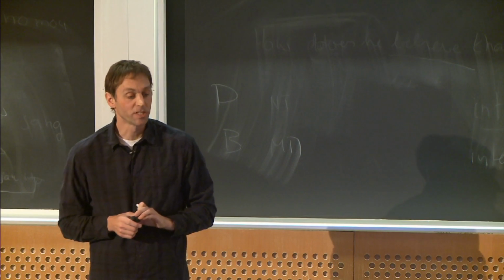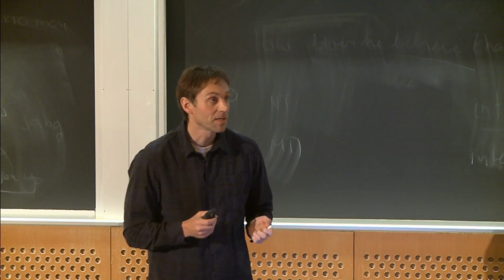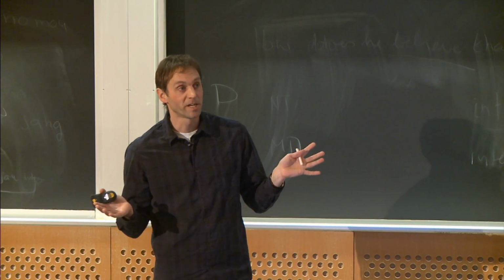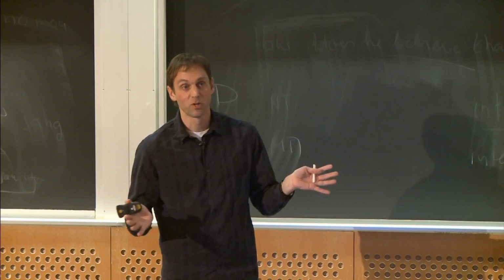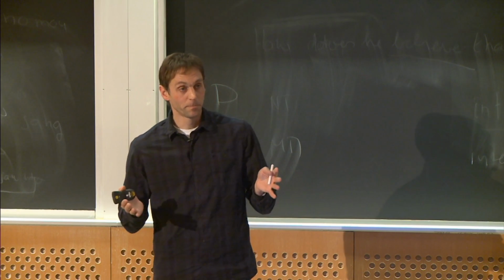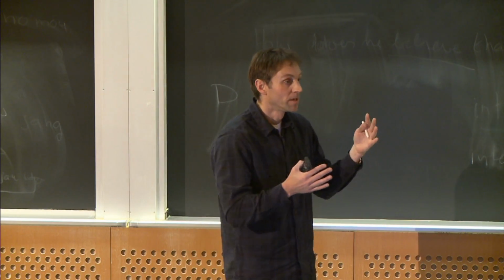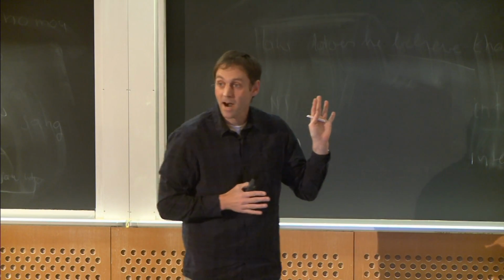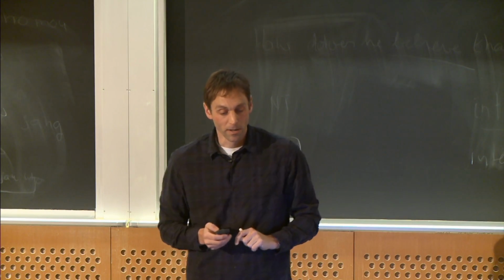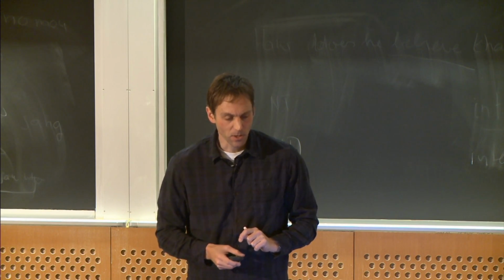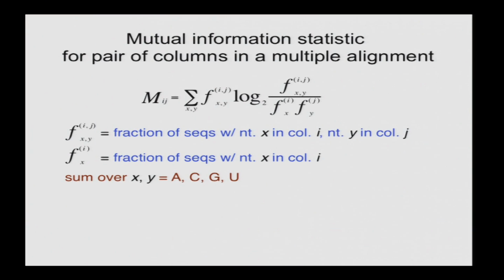Okay, so how would you do this? Imagine you had a more realistic example where you've got a non-coding RNA that's 100 or a few hundred bases long, and you might have a multiple alignment of 50 homologous sequences. You're not going to be able to see it by eye, right? You need a more objective criterion. One method that's commonly used is this statistic called mutual information.